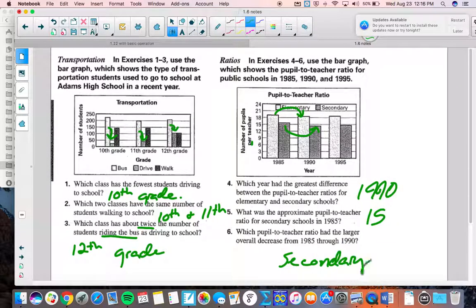Secondary. There's more of a decrease in the darker bars from 85 to 90.